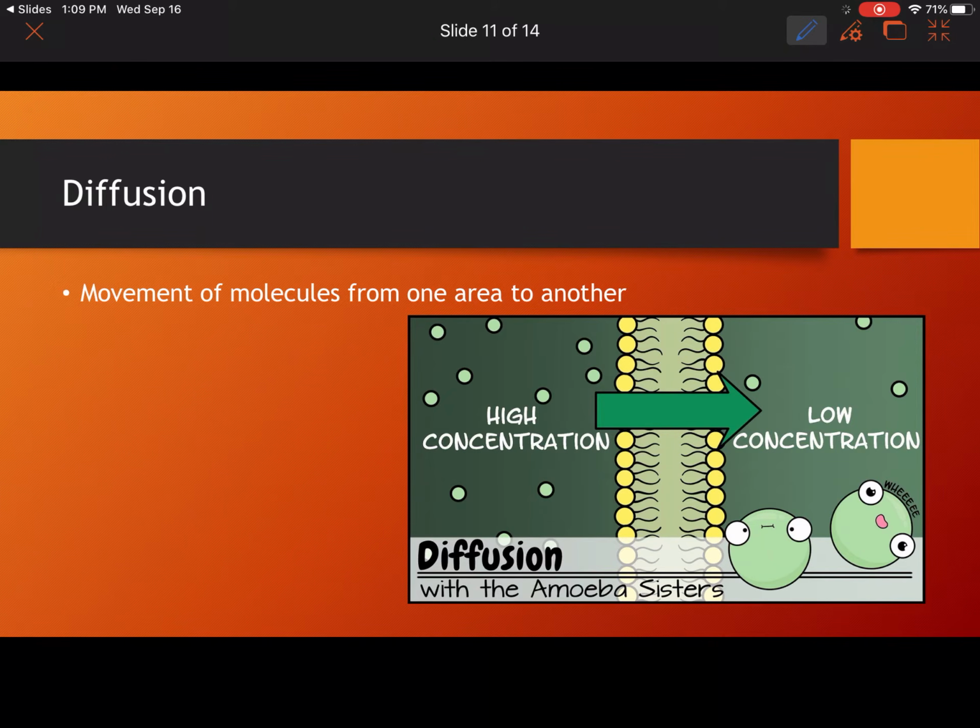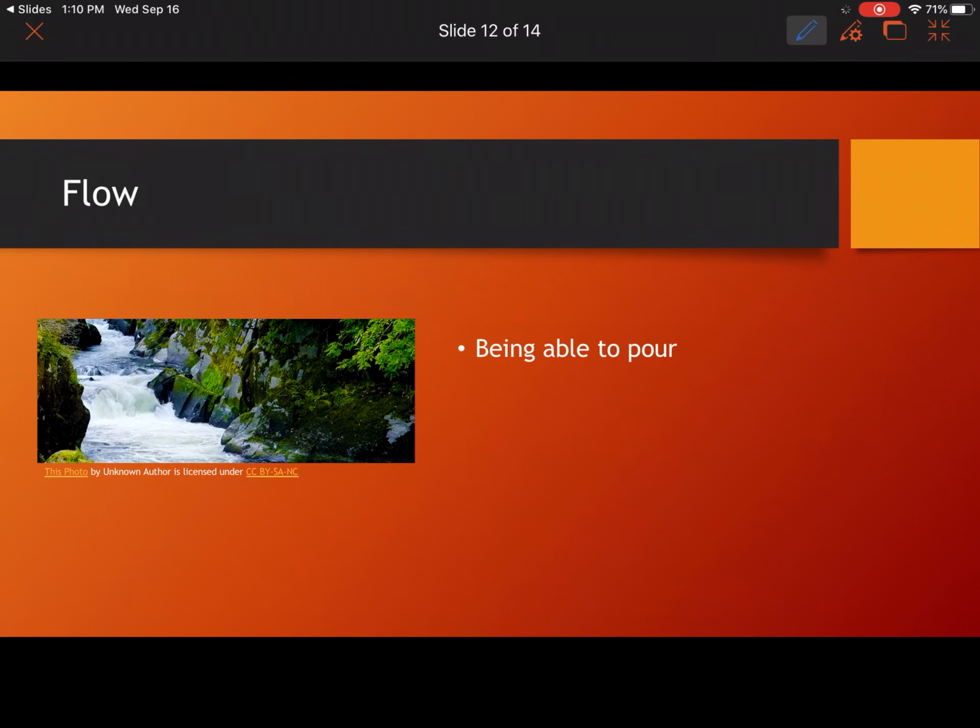Diffusion. Diffusion is the movement of molecules from one area to another, and most people see this in their biology classes because we talk about things diffusing across a cell membrane, for example. An example of this would be something going from high concentration to low concentration. So these particles would come through the membrane here, or they would diffuse. So diffusion is the movement of molecules from one area into another.